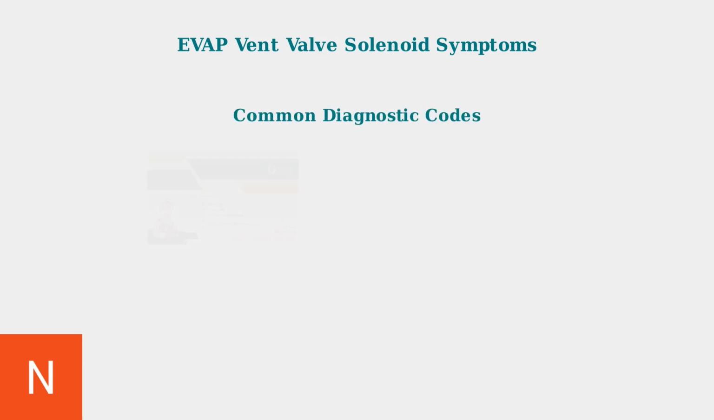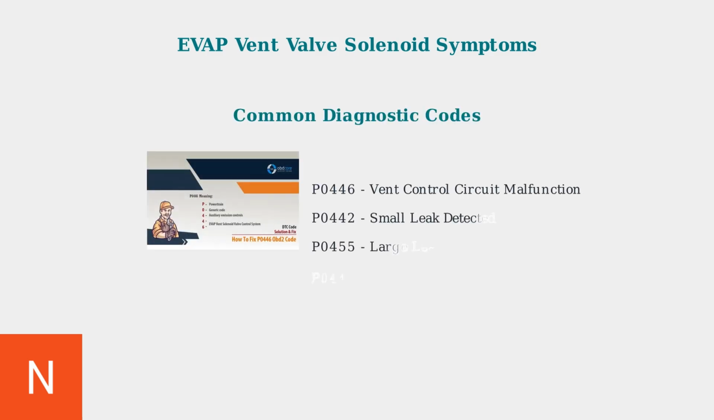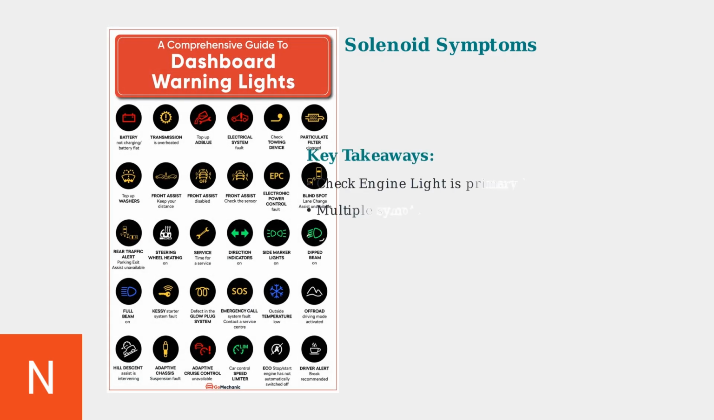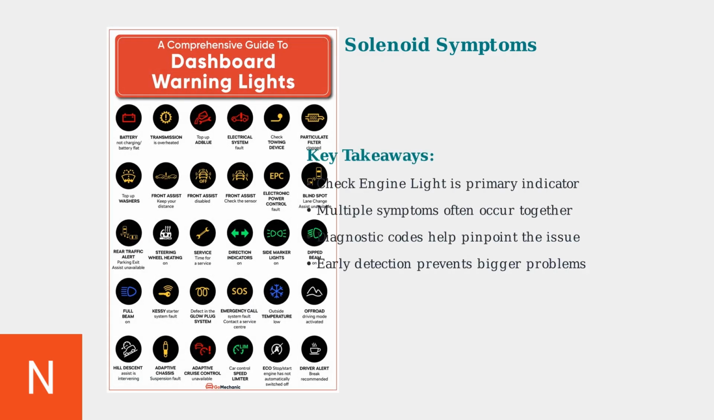When these symptoms occur, your vehicle's computer will typically store diagnostic trouble codes. The most common codes associated with EVAP vent valve solenoid problems are P0446, P0442, P0455, and P0449. These symptoms indicate potential issues within the EVAP system that require immediate attention. Recognizing these signs early can prevent more serious problems and ensure your vehicle remains compliant with emissions regulations.